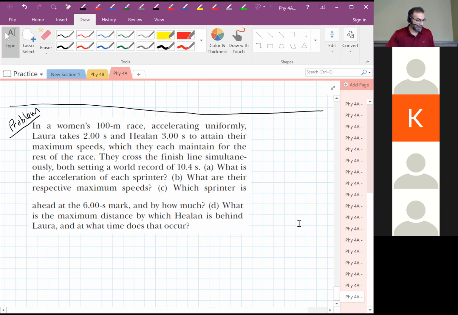Lots of questions here. I'm not going to answer all of them, but let's start working our way through this. Okay, so see if you can plot the velocity versus time graph for these two sprinters. Let's take a minute. I usually start with velocity versus time and see if that helps me.